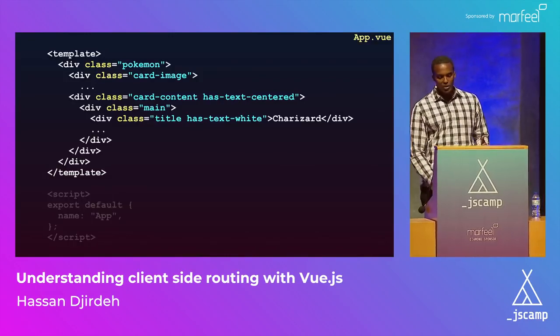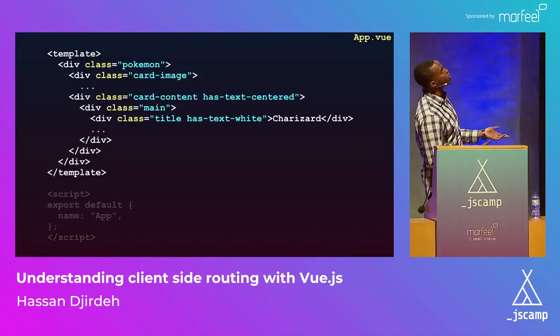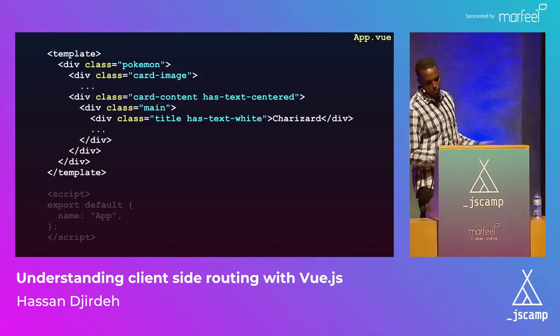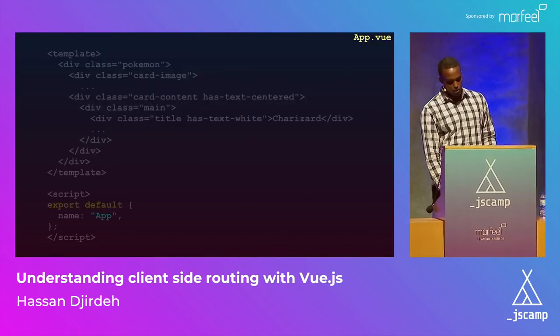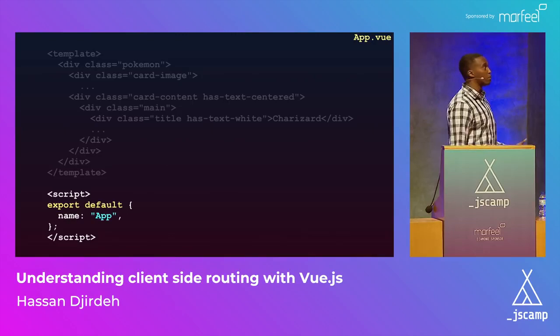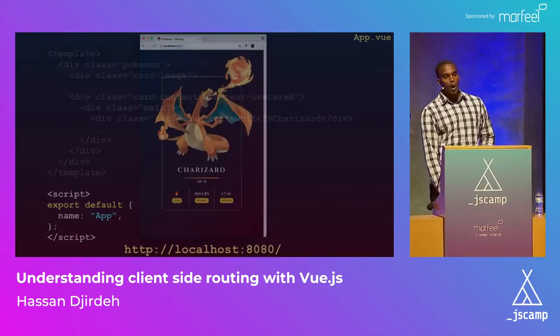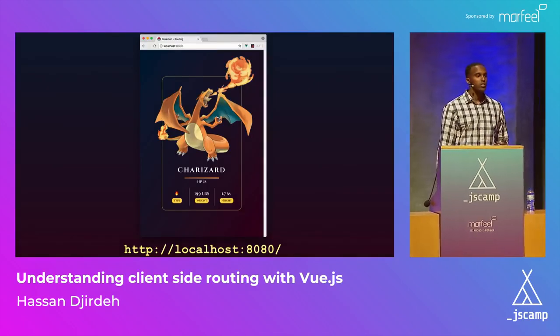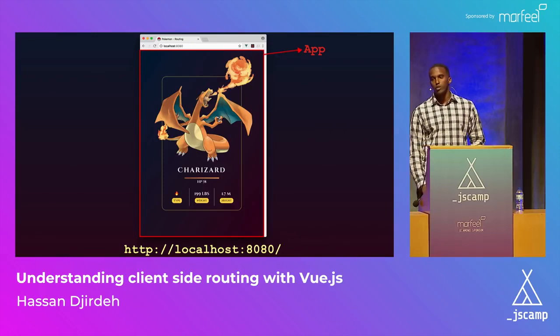assume in the template we only have markup associated with the Charizard Pokemon. I'm not showing every single line of code, but let's assume we have all the div elements, etc., that represent only the Charizard Pokemon. In the script section, we'll export the components and give it the name of app. So now, when we run the application, and now assuming our app runs on port 8080, we'll only see details of the Charizard Pokemon. This is dictated by the parent app component that's being used.